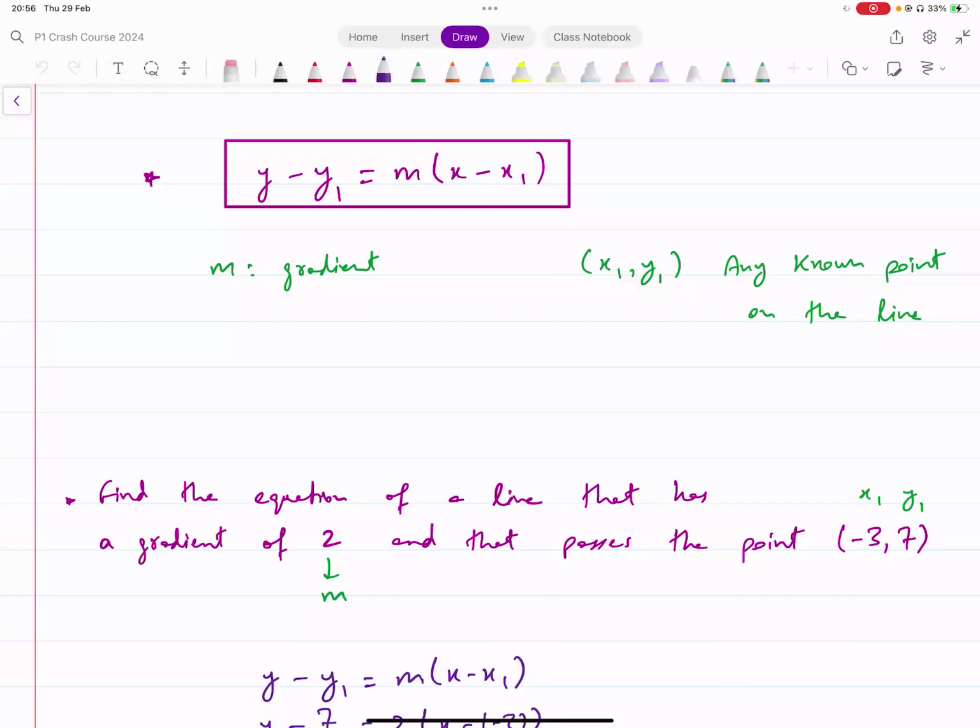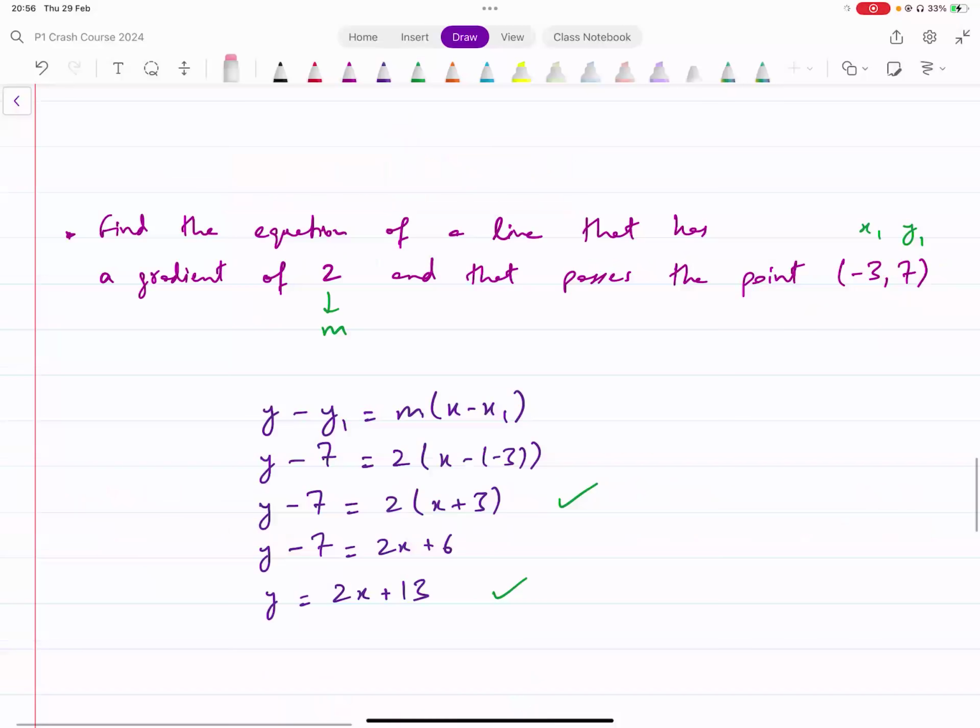When you have gradient given and a point given, you can just input those values of gradient and the point in this form, and you get the equation of the line directly. Y minus y1 equals m into x minus x1. In this case, m again represents the gradient. X1, y1 are the coordinates of the point that lies on the line. All right, so this is what we did in our last session.